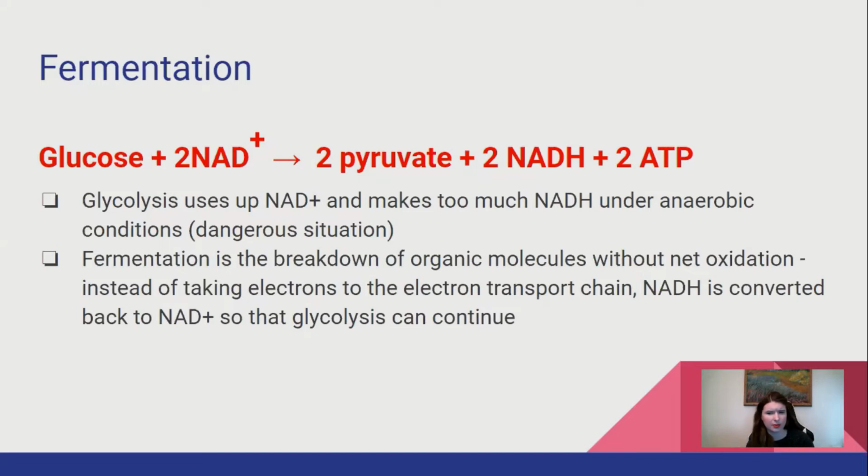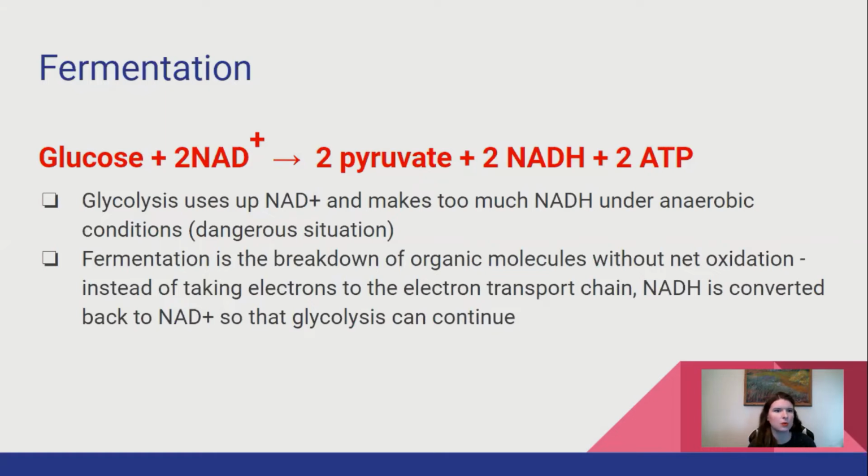If we're doing aerobic respiration, we would run into the same problem, except in our final step, in the electron transport chain, we do convert NADH back to NAD. We do oxidize those electron carriers in order to get the electrons out to power ATP synthesis at the end. So it's not that this isn't something that the cell has to do anyway, but if it's not getting to the electron transport chain, then it needs to do this out in the cytosol.